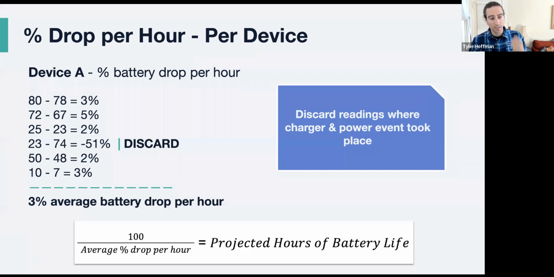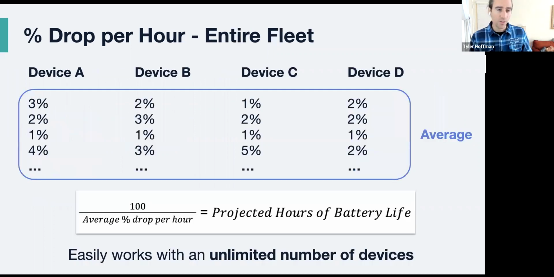You can do this for a single device. If a single device is dropping 3% per hour, you can divide 100 by that and get the number of hours it's going to last. But you can also do this for a fleet of devices, and that number is basically unlimited, given that it's a simple sum and division over all devices, and all devices are reporting an accurate percentage drop per hour.